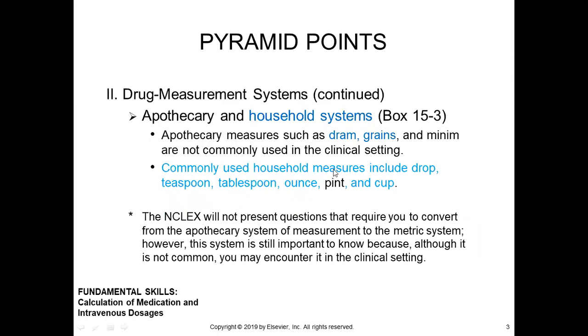Commonly used the household measure, including drops, like eye drops, teaspoon, tablespoon. So small spoon we call teaspoon, or big one is called tablespoon. We use the ounce, like 1 ounce apple juice. 1 ounce equal to 30 ml. Or cup, 1 cup orange juice means 240 ml orange juice.